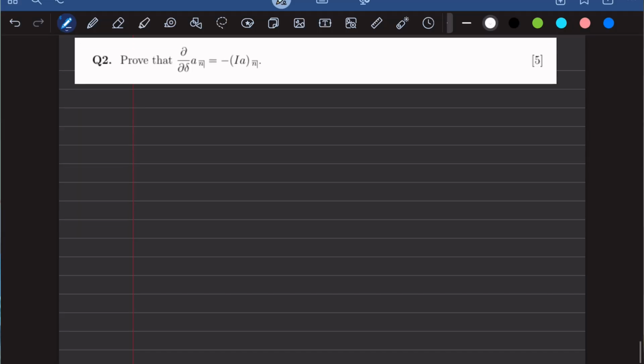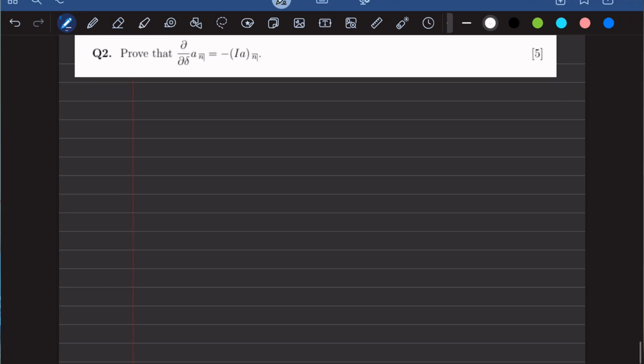Now we're going to be having a look at question 2, and in question 2 we have to do a proof. So question 2 says, prove that the partial derivative in terms of delta of an is equal to the negative increase in annuity for n years.